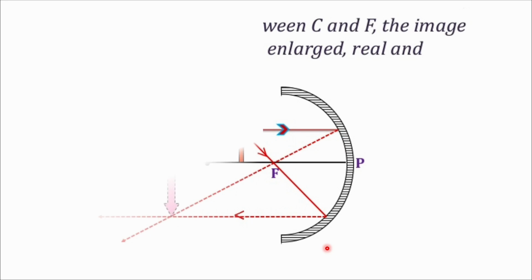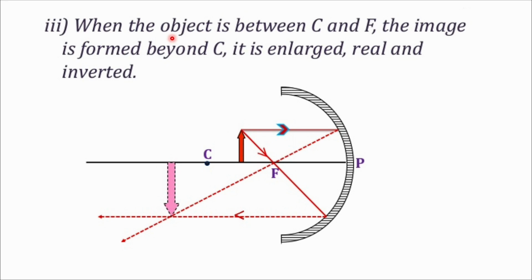Now let us go to the next position. When the object is placed between C and F, where C is the center of curvature and F is the principal focus, the image is formed behind C. And what is the size of the image? It is enlarged, big in size compared to the object size, and it is real and similarly inverted.